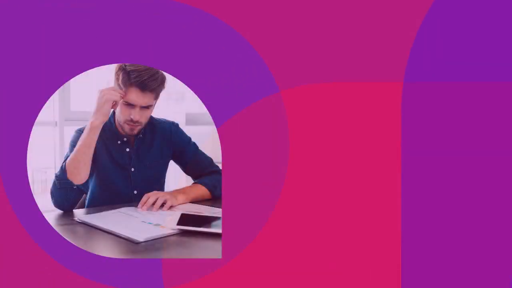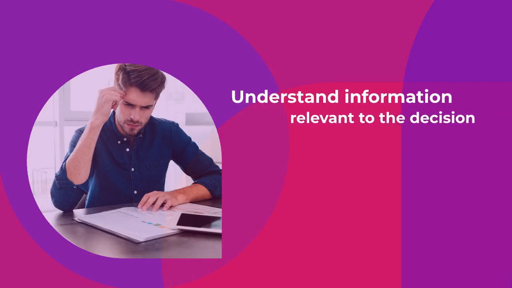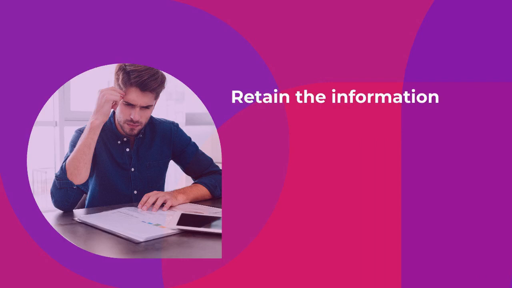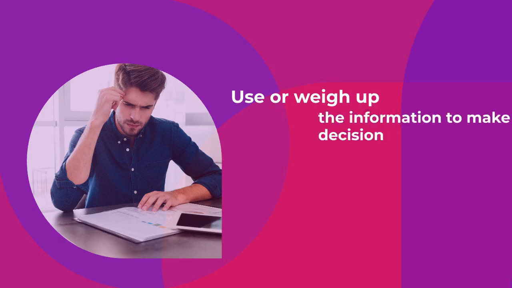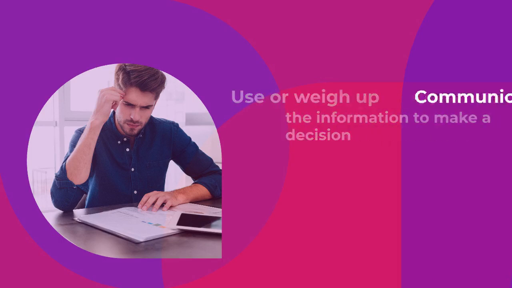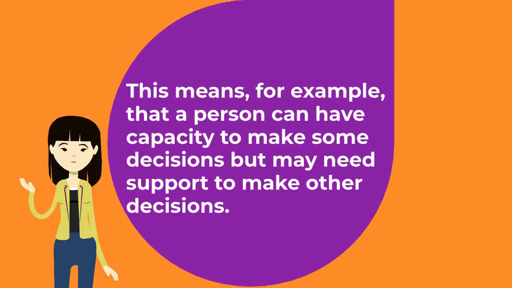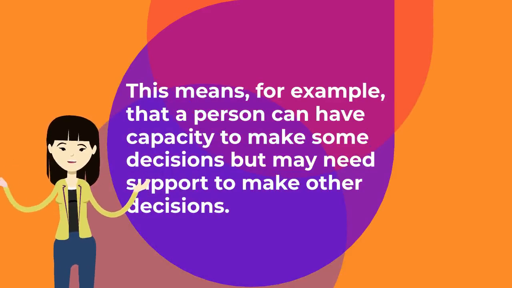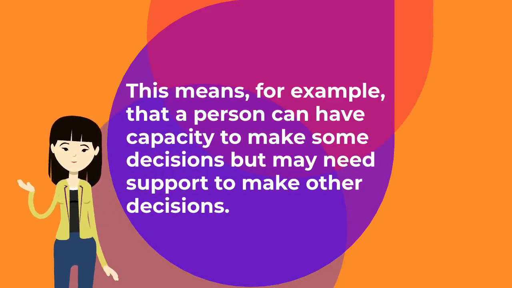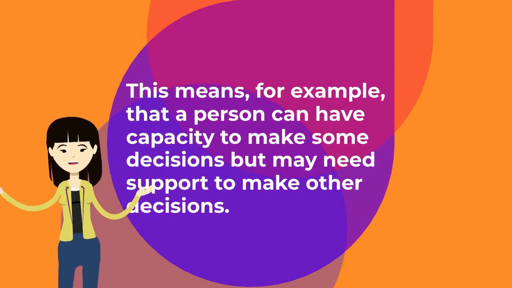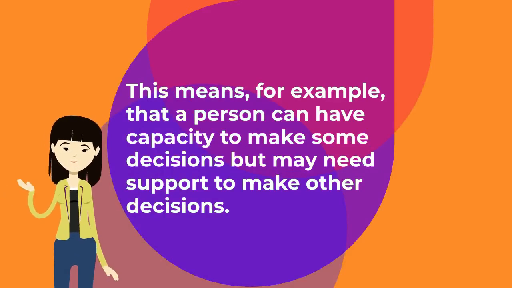A person with decision-making capacity can A, understand information relevant to the decision, B, retain the information long enough to make a choice, C, use or weigh up the information to make a decision, and D, communicate their decision. Sometimes this may be with assistance. This means, for example, that a person can have capacity to make some decisions, but may need support to make other decisions.